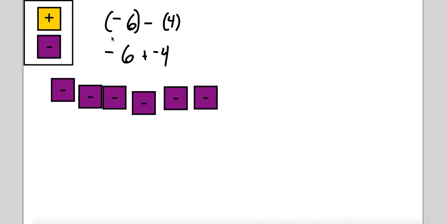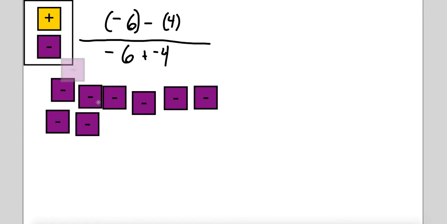So now we're going to ignore this for a second. We're going to separate these, and we're going to focus on this over here. Negative 6 plus negative 4, which means I'm going to add 4 more of these integer chips. Now when I add these together, I'm going to see that I have negative 10. So a negative plus a negative gives me a larger negative.